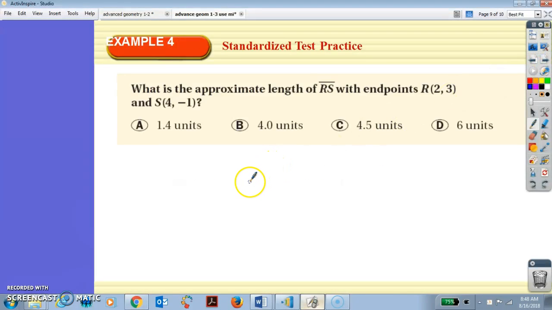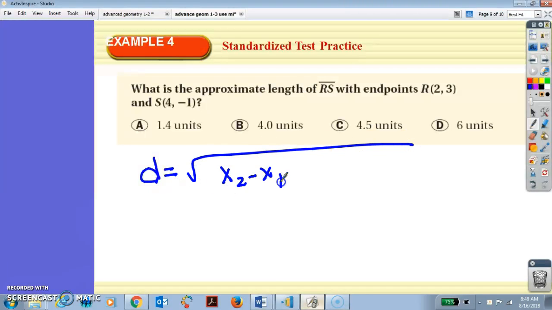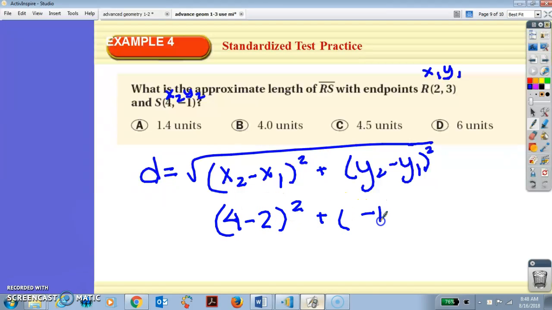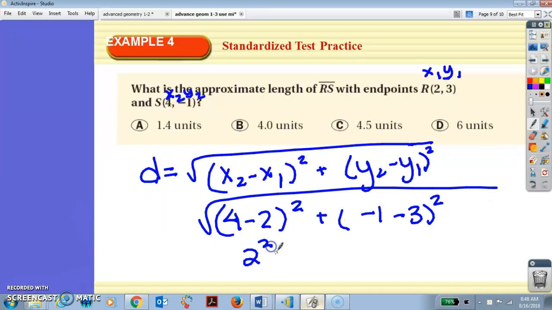What is the approximate length of RS with the endpoints (2, 3) and (4, -1)? So this we're going to use the distance formula. The distance formula is x2 minus x1 squared plus y2 minus y1 squared, and you take the square root of that whole thing. Here's your x, here's your y, here's your x, here's your y. We'll call this point 2, and this one point 1. 4 minus 2 is 2. 2 squared is 4.